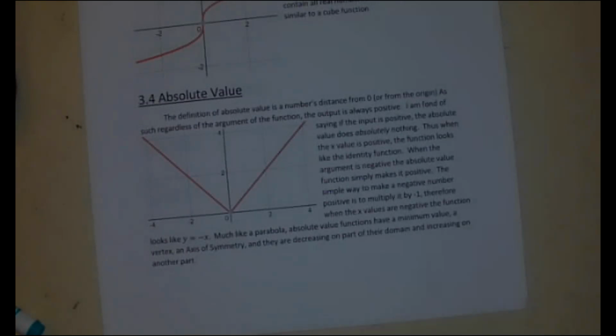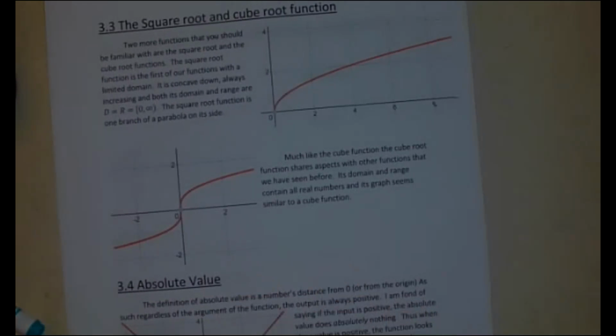Related functions, the square root and the cube root function. The square root function, right there, has a limited domain. I think it's the first of those that we have seen. You may not take the square root of a negative, as we discussed in the continuity section. Well, and a limited range for that matter.